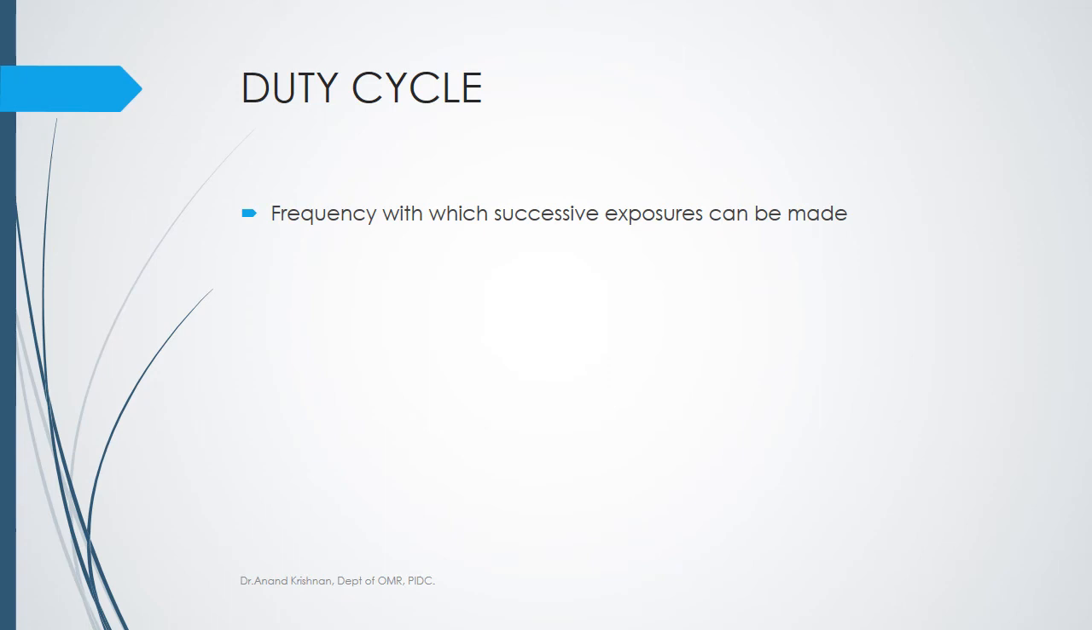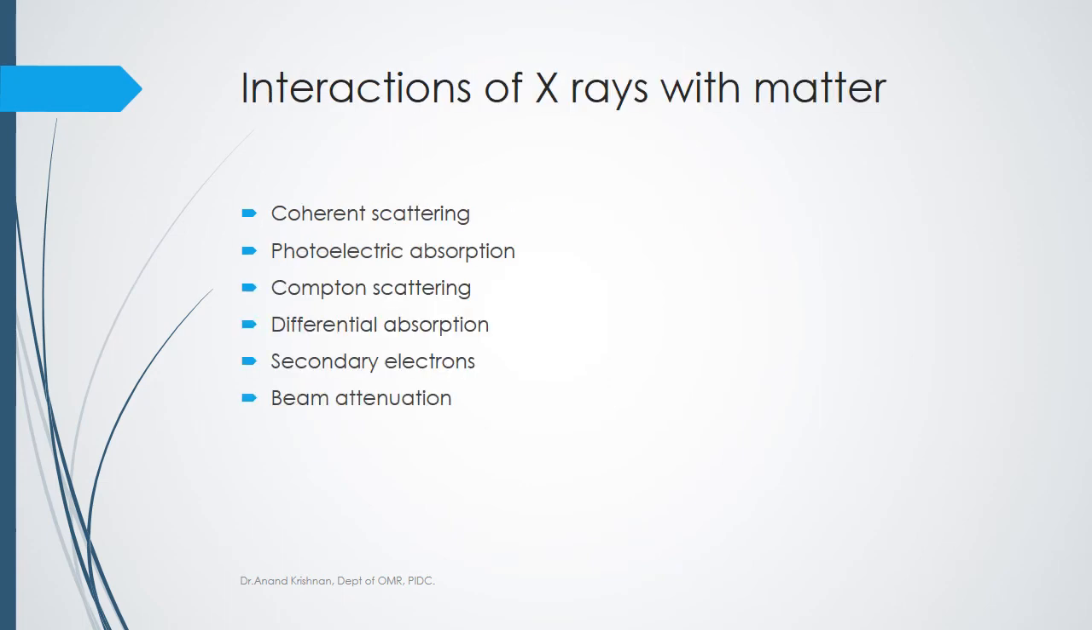So you cannot right away continuously keep exposing, like keep shooting X-rays. There needs to be a significant break between one burst of exposure and another burst, and this is the frequency of the successive duty cycle.